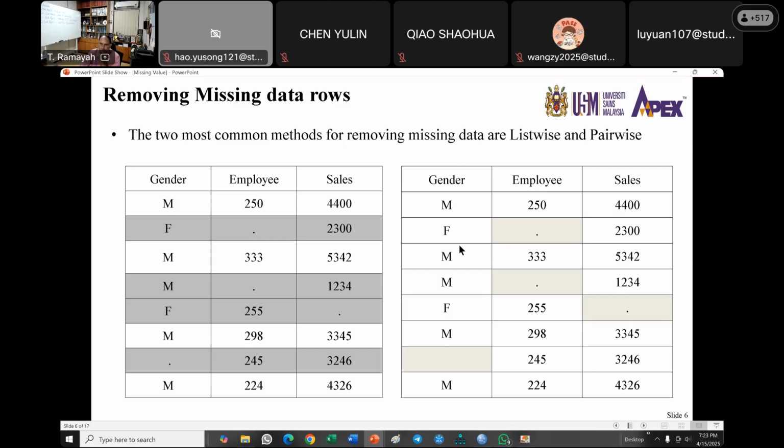When we analyze gender and employee, we have 1 missing, 2 missing, and here also missing. So 1, 2, and 3 we cannot analyze. So the number of respondents we will use in the analysis is only 5 people. So that is what's called pairwise. Listwise, we delete all the missing ones. Pairwise, the number will go up and down. But these are all not recommended in the literature.